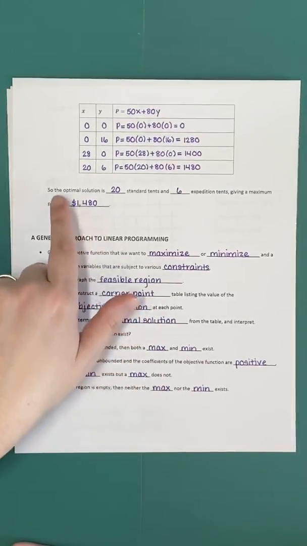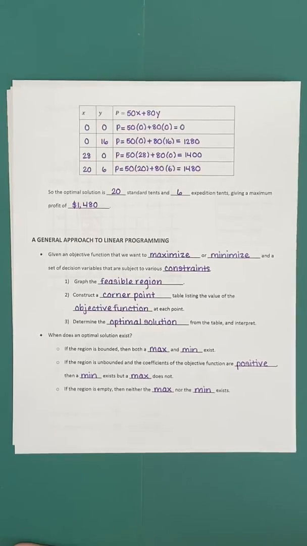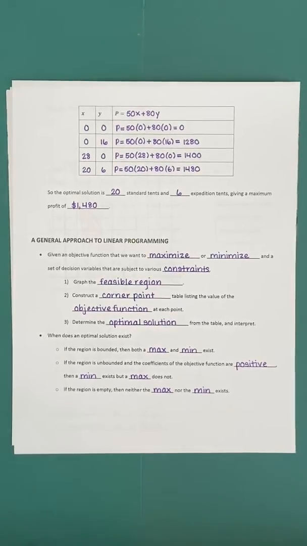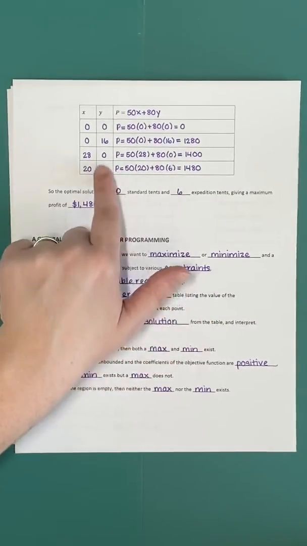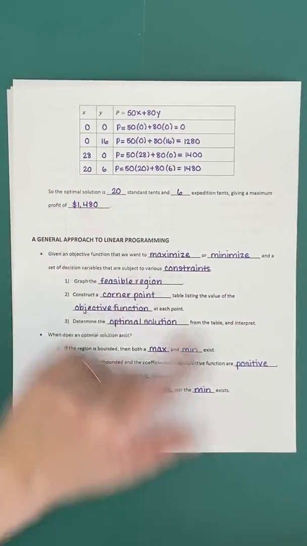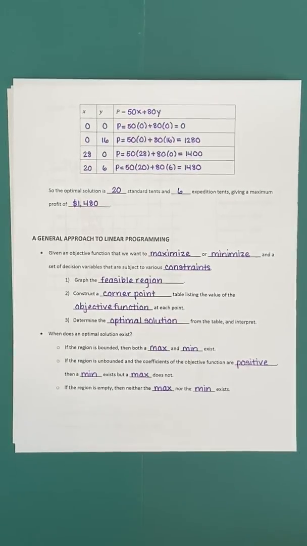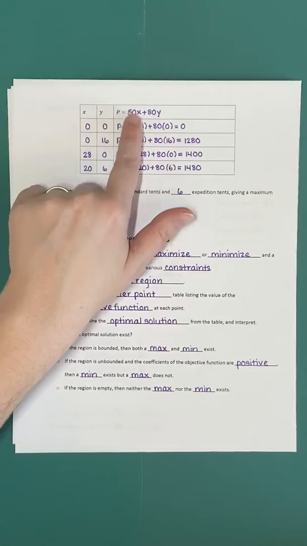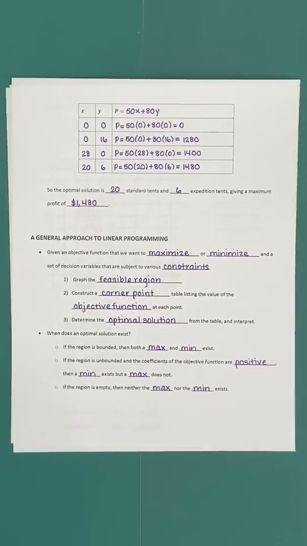So what that tells us is the optimal solution, the combination that we want in terms of determining what our plan is, what we're going to make, how much time we're going to spend doing different things. The optimal combination is to make 20 standard tents and 6 expedition tents, and this combination will give us a maximum profit of $1,480. So we met the objective. The objective was to determine how many tents we should make of each type in order to maximize our profit, represented by this function, and it yields a maximum profit of $1,480.